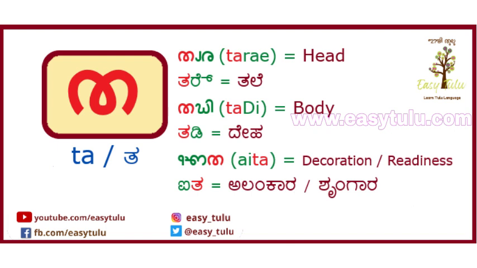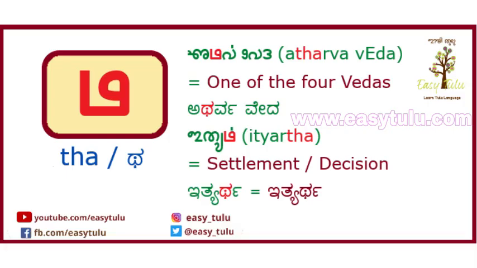Aita. Aita means decoration or readiness, alankara or shringara in Kannada. Let us see how it is written. Ta. Ta.